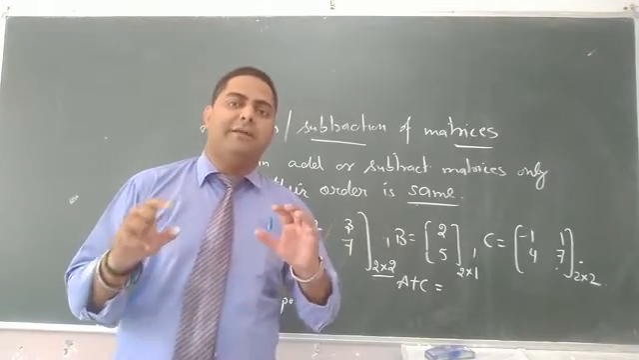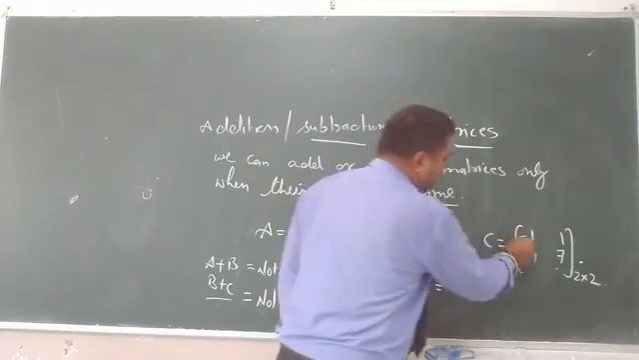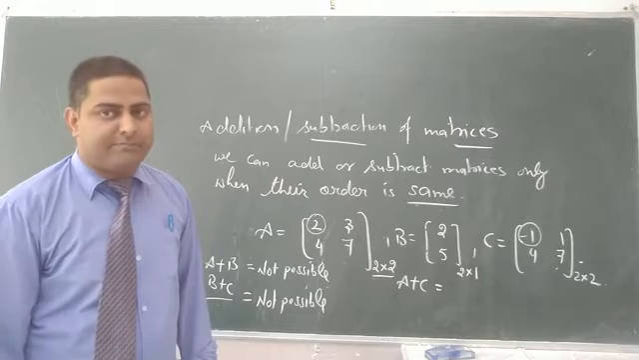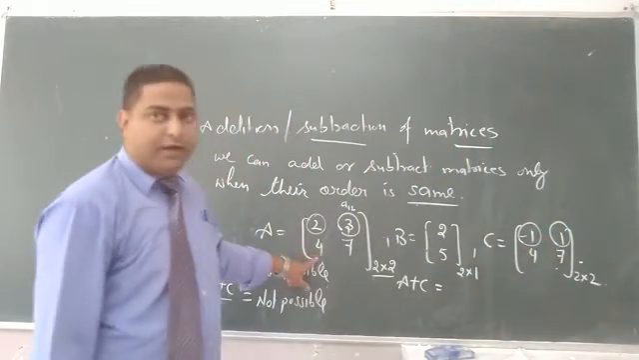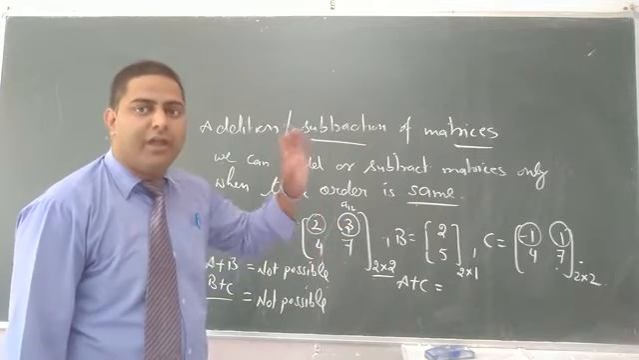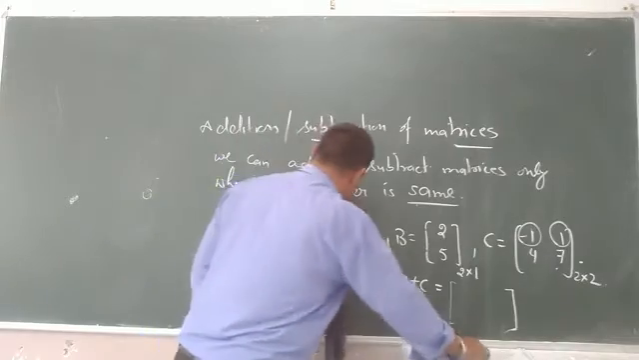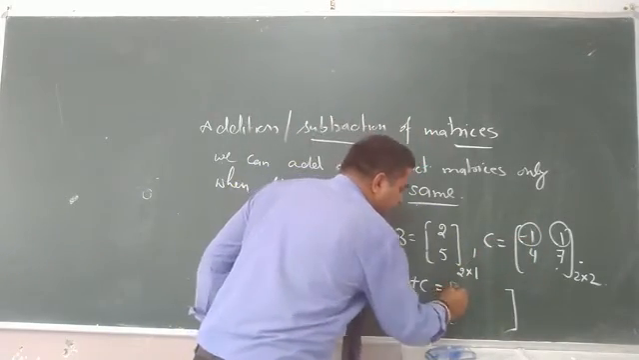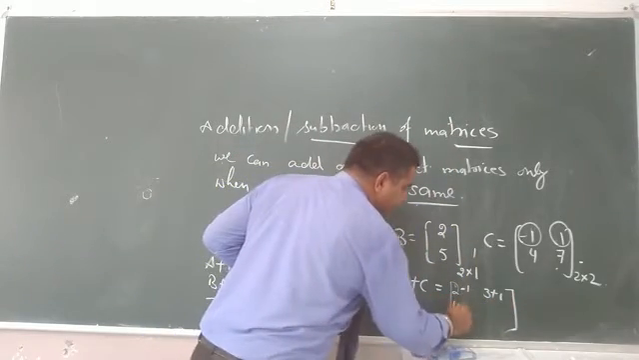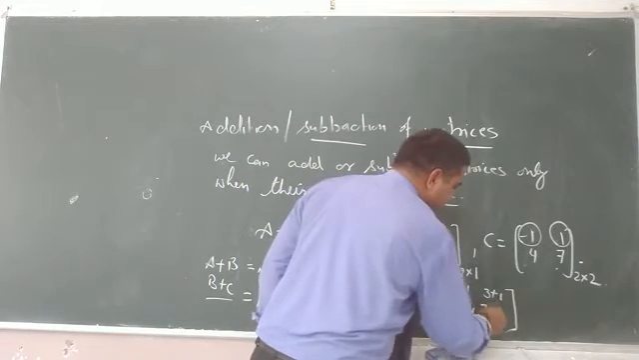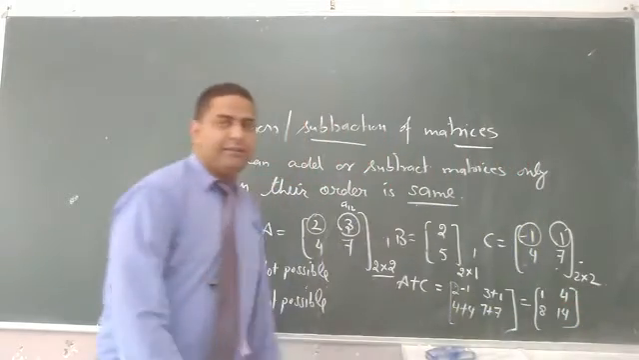Now, one thing keep in mind, when we add matrices, the corresponding members should be added. It means A11 should be added to A11, the first member to the first member. A12 should be added to A12, A21 to A21, and A22 to A22 of the other matrix. So when we find A plus C, what do we get? A is 2, C is -1, so we get 2 minus 1, 3 plus 1, then 4 plus 4, then 7 plus 7. So what do we get? 1, 4, 8, 14.